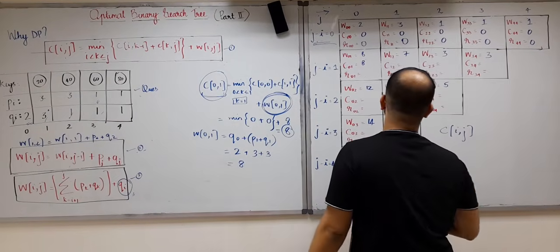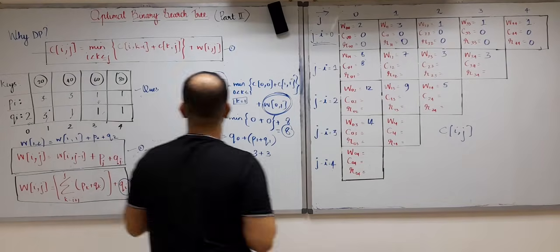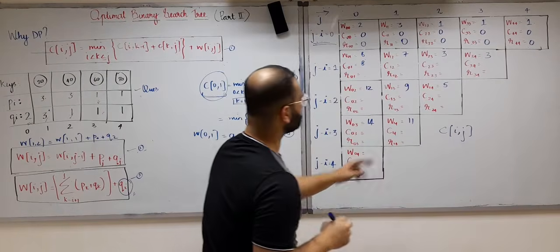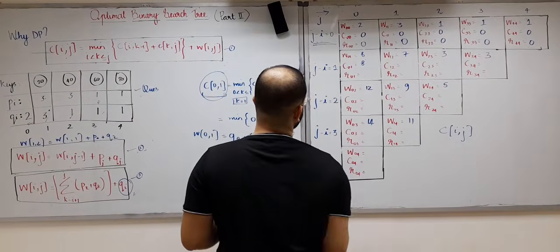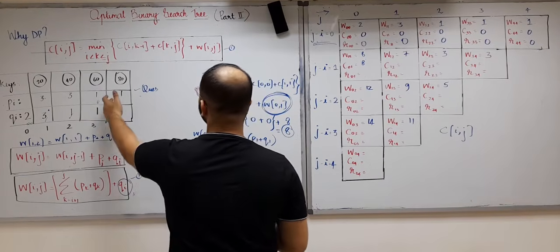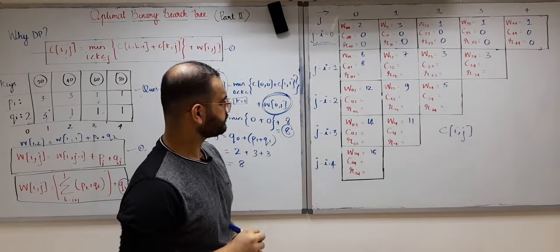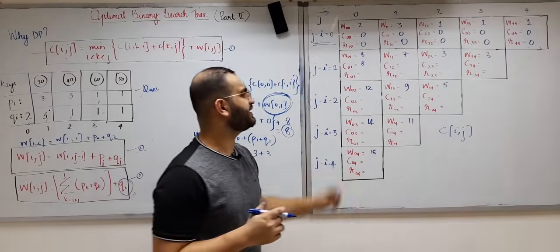And W1 comma 4 will be equal to W1 comma 3, that is 9, plus P4 plus Q4, that is 2. So 9 plus 2, 11. What about W0 comma 4? So this is the last weight. W0 comma 4 will be equal to W0 comma 3, that is 14, plus P4 plus Q4, that is 16, right? So we have found out that the weight of our optimal binary search tree will be equal to 16.